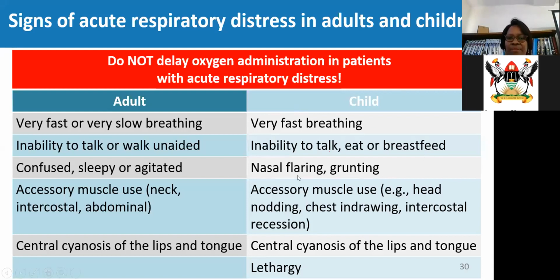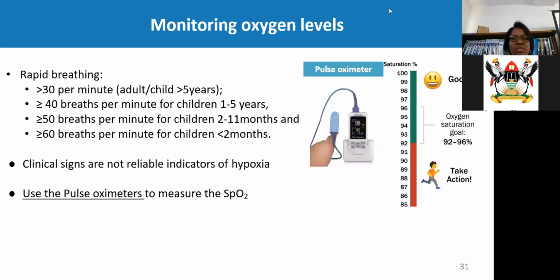Similarly for the children, the same symptoms: very fast breathing, inability to speak, inability to eat or breastfeed for the very young ones, nasal flaring and grunting, use of accessory muscles, head nodding, chest indrawing, intercostal recession, central cyanosis of the lips and tongue, turning blue basically of the coloration of the lips and the tongue, and extreme weakness. These patients should immediately be facilitated to get to where they will be able to receive oxygen.